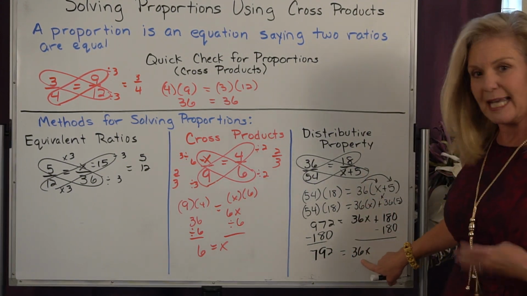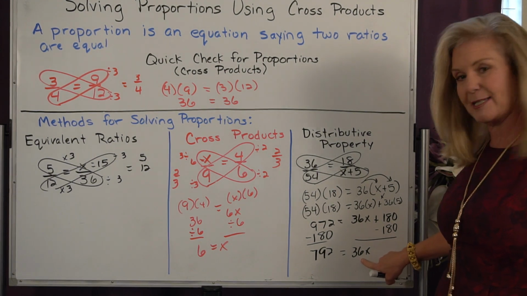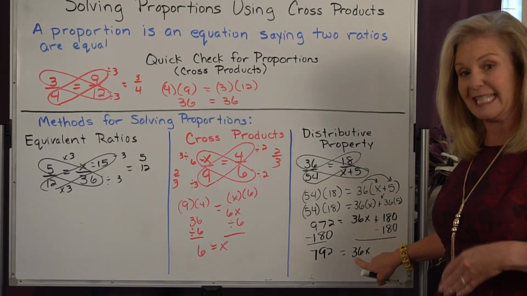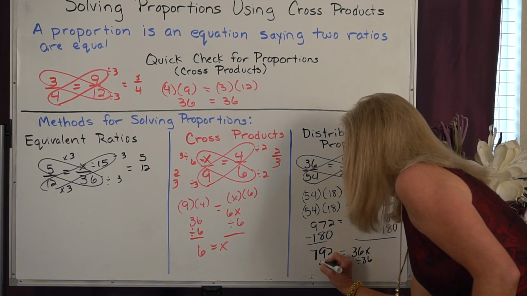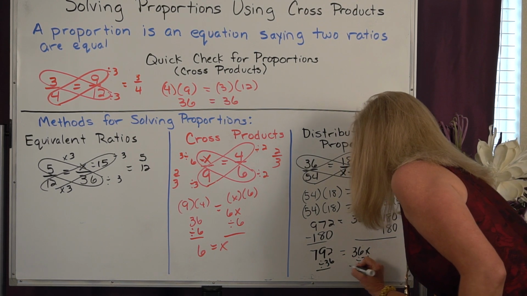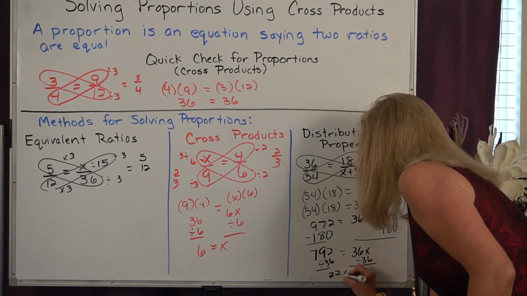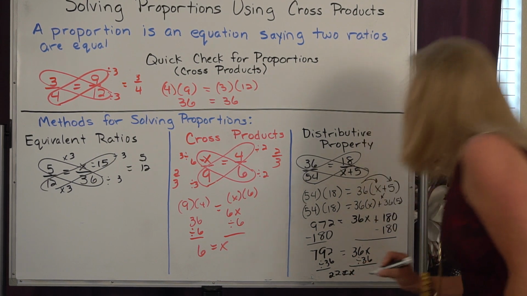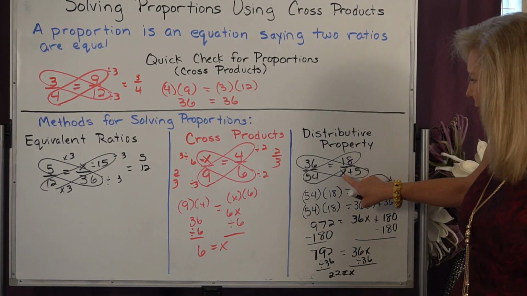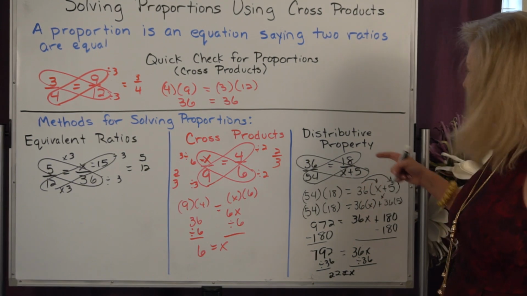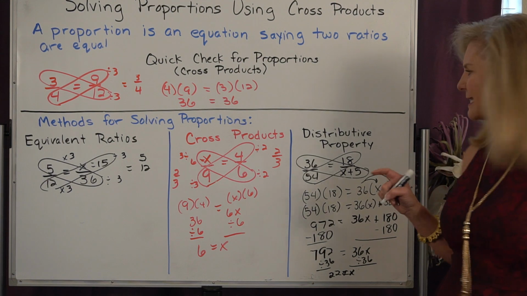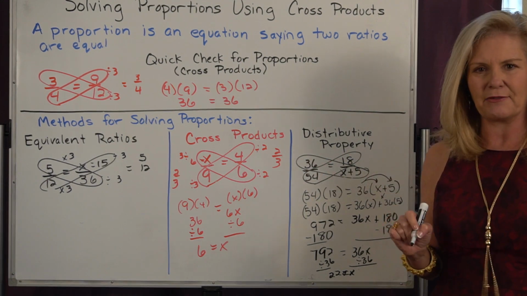Now I use inverse operations to get x by itself. So this is 36 times x. I'm going to divide by 36, and I get 22, equals x. So I know this number here would be 22 plus 5, therefore it's got to be 18 is to 27, as 36 is to 54.